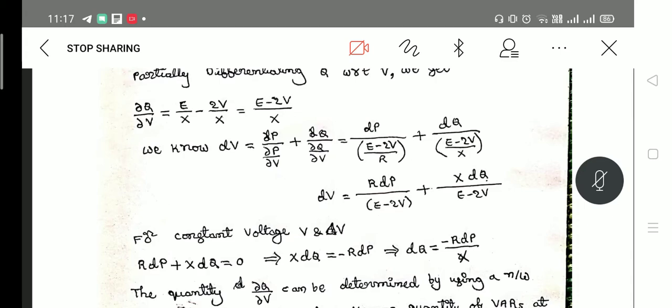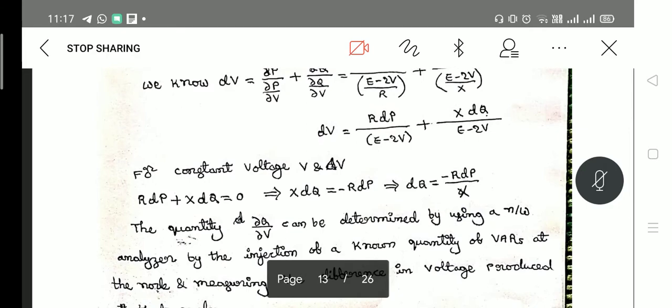So R dP + X dQ = 0. From this, X dQ = −R dP, taking R dP to the other side. So dQ = −R dP/X.